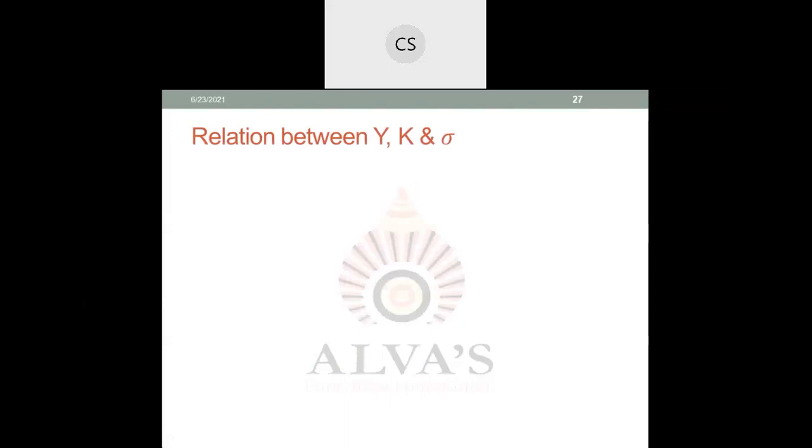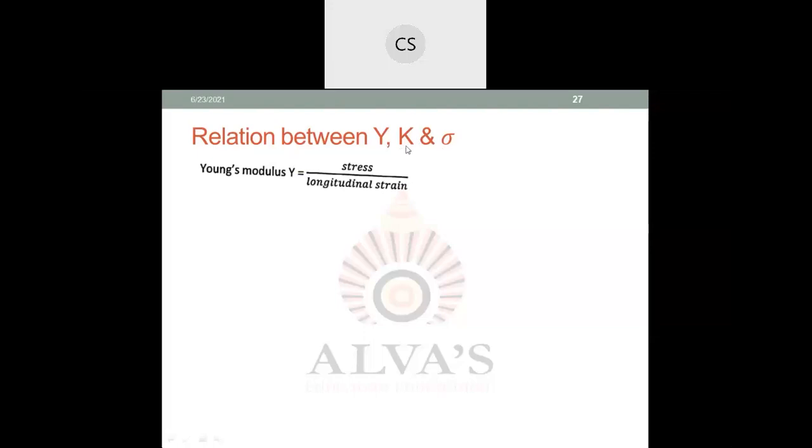So next, let us find another relationship between elastic constants. That is between Young's modulus, bulk modulus and Poisson's ratio: Young's modulus Y, bulk modulus K, and Poisson's ratio. What we found out initially was Young's modulus, rigidity modulus and Poisson's ratio. Now instead of rigidity modulus, you are going to find out bulk modulus.